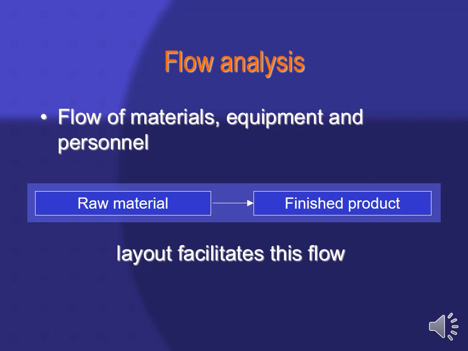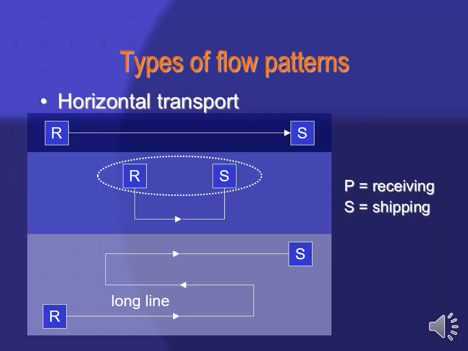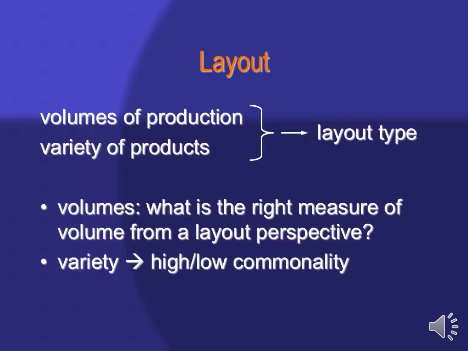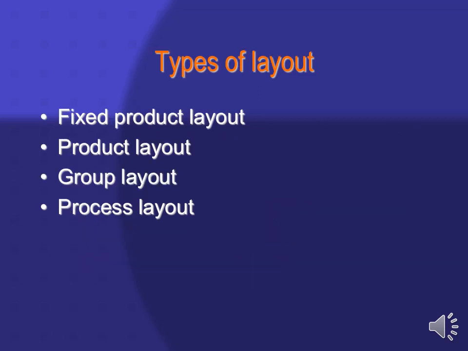Flow analysis also says the layout of the facilities in the flow form. Draw to finalize. Now see, it is horizontal, long line R2S. It means R is receiving and S is our volumes of production. Variety of product, that will depend.